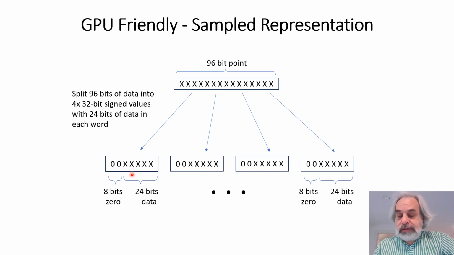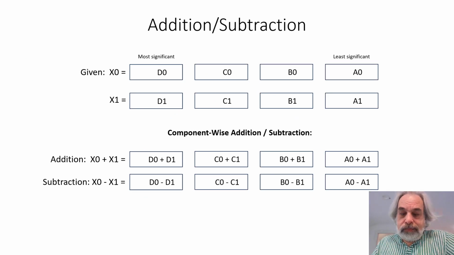Now, if you ever wanted to return to the 96-bit format, essentially what you would do is you would overlap these things. So you get 24 bits from here, 24 bits from here, 24 bits from here, and 24 bits from here. Okay, so what's the advantage of this format? Suppose we have 2 values, 2 finite field values, x0 and x1. Okay, they've both been sampled into these 4 words with 24 bits per sample.